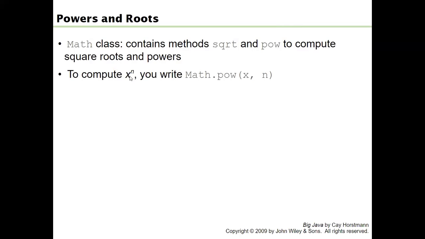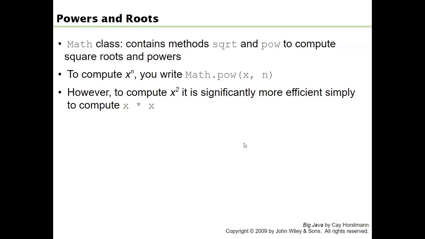So if you want to compute a variable x raised to the n, it'd be nice if you could write it like that, but you can't. You have to say Math.pow. You put the base right here, and then you put the exponent right there. So that's a little bit strange and way too much typing.